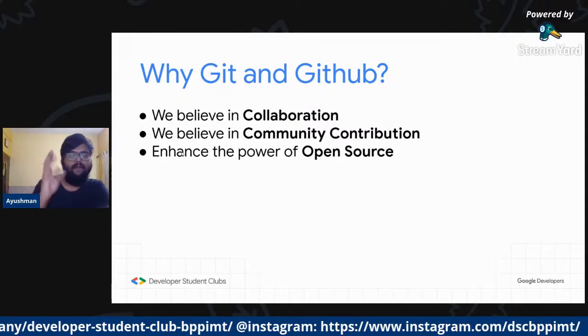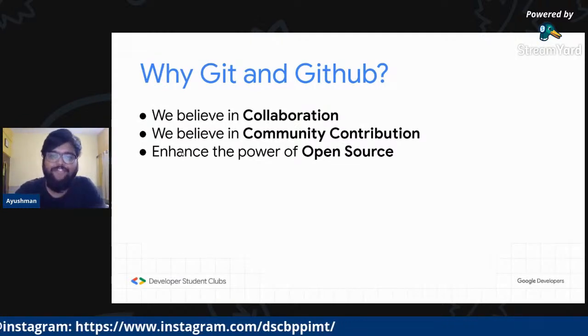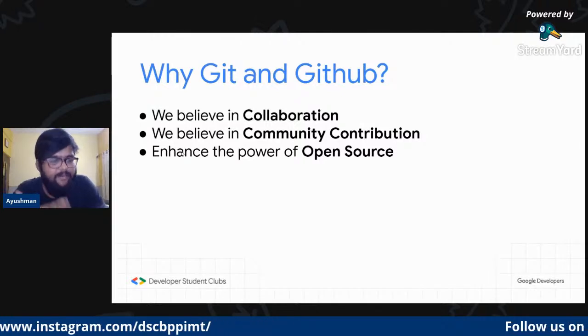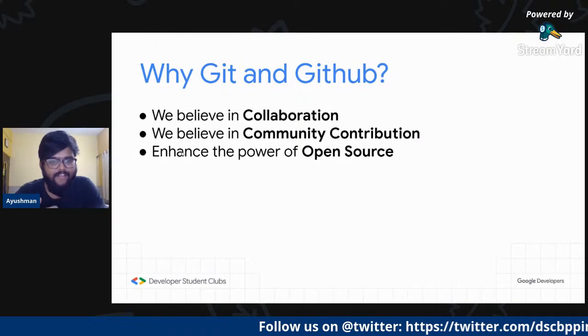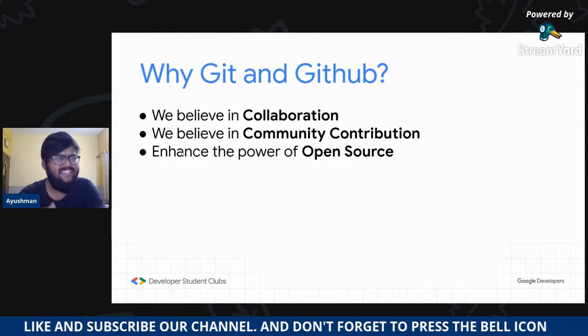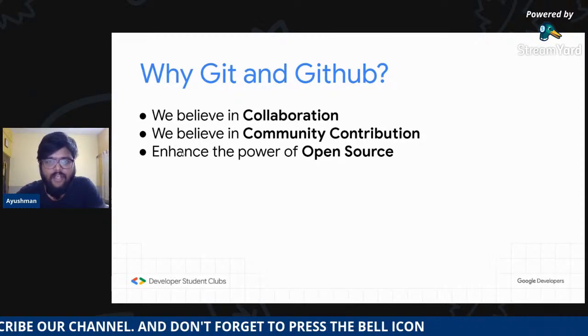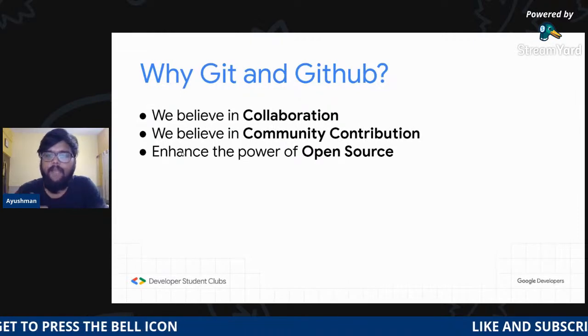Okay, now the power of Git and GitHub enhances the power of open source. Now talking about open source and why is it so powerful and effective. Think about a world where everything was closed source. Just think, if Python was closed source, would we be able to do so many great things with Python?